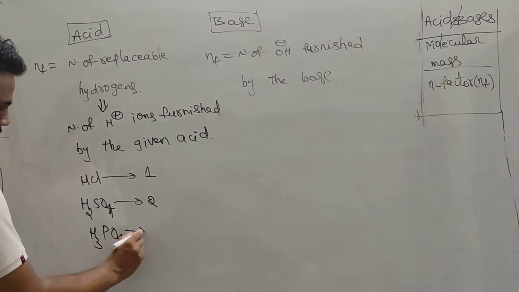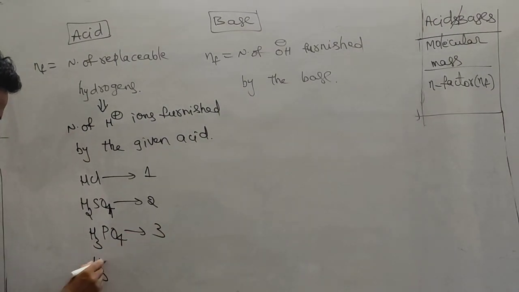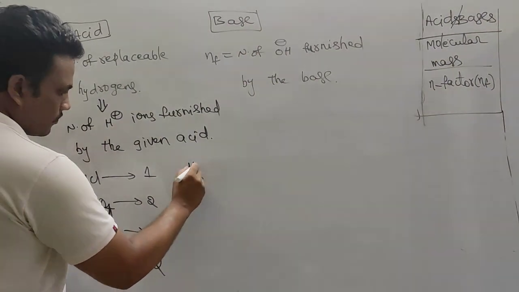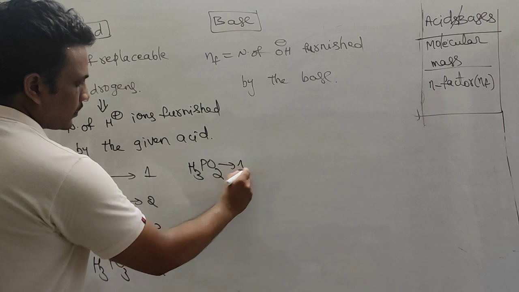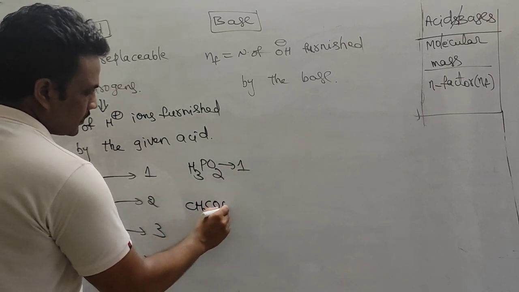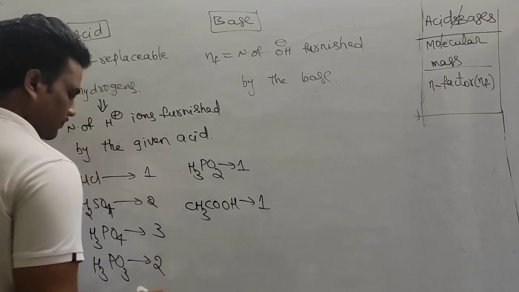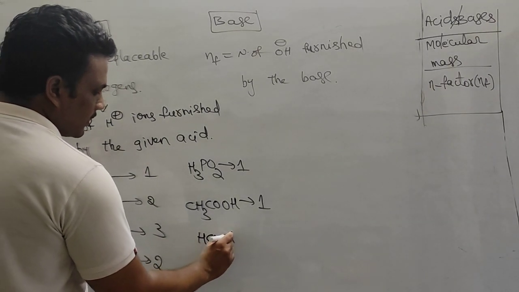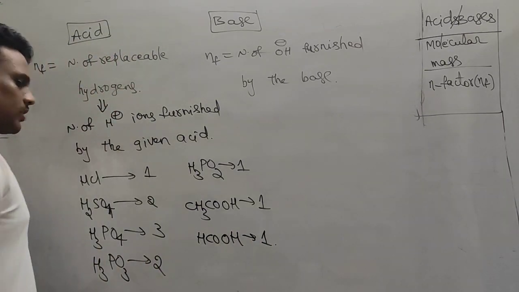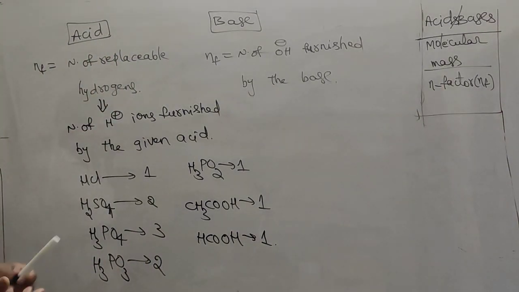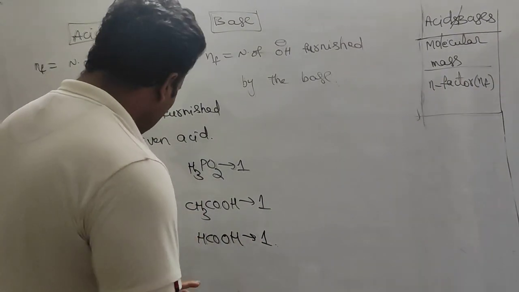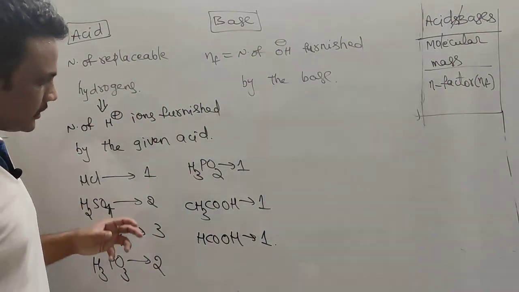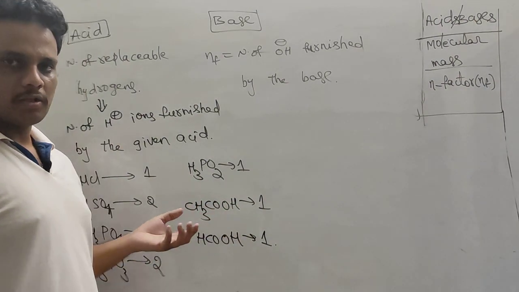You have H3PO4, H3PO2, this is 1. Acetic acid, you know about this, this is 1. Like this, you have formic acid as well, 1. So some students make a mistake: they think that whatever number of hydrogens are visible in the acid, that should be equal to the n factor of that acid.